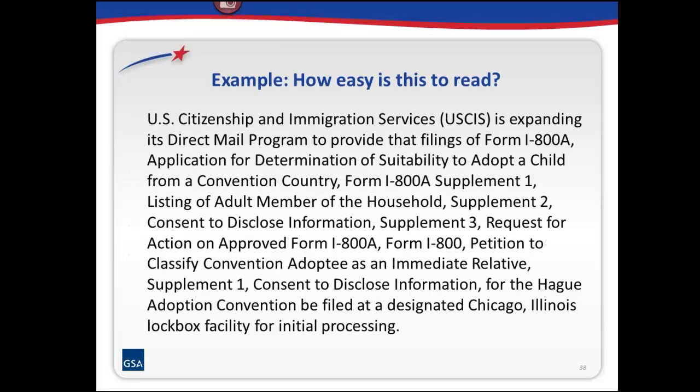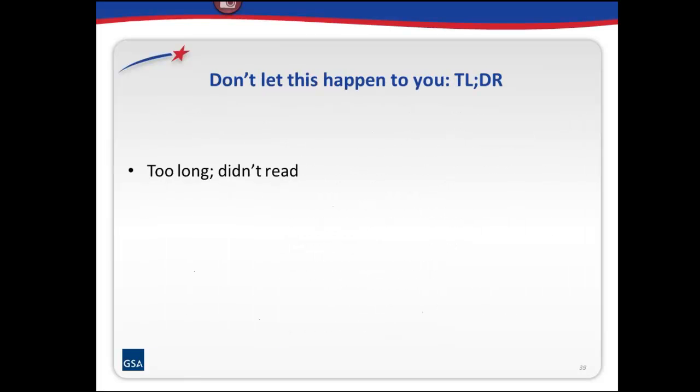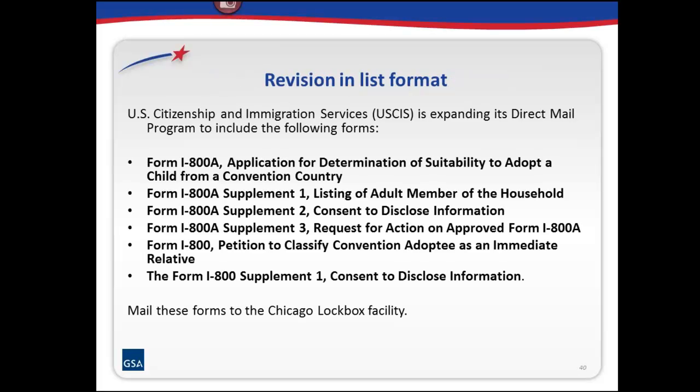So, for example, here's one of those walls of words that's just hard to read, and it doesn't help that all of the material seems to be the same. Form I-800A, Supplement 1, Supplement 2. I mean, it's just awful. So, too long, didn't read. I'd really have to be desperate to know that information to follow it. Putting it in a list makes it a lot easier.